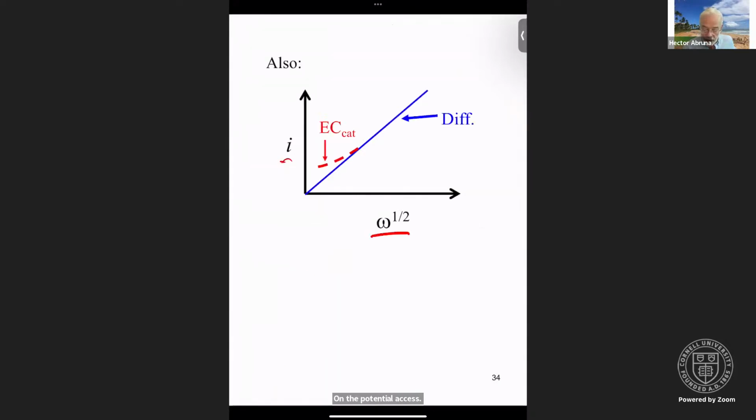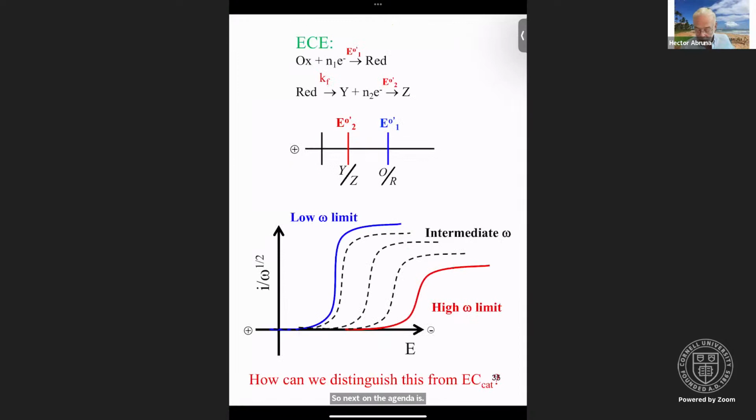So next on the agenda is ECE processes. So remember, in an ECE, we have two electron transfers separated by a chemical reaction. So here we have ox going to red. That's the first E. Red goes to Y, and Y in turn goes to Z, which is the second E. So we have E, C, E.